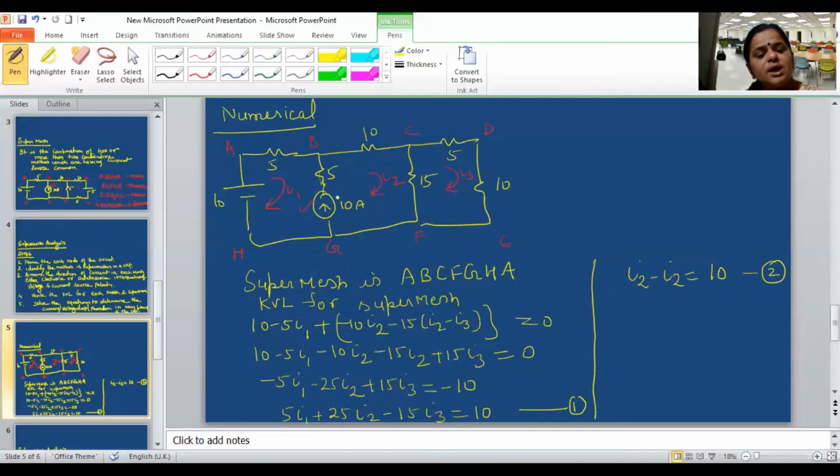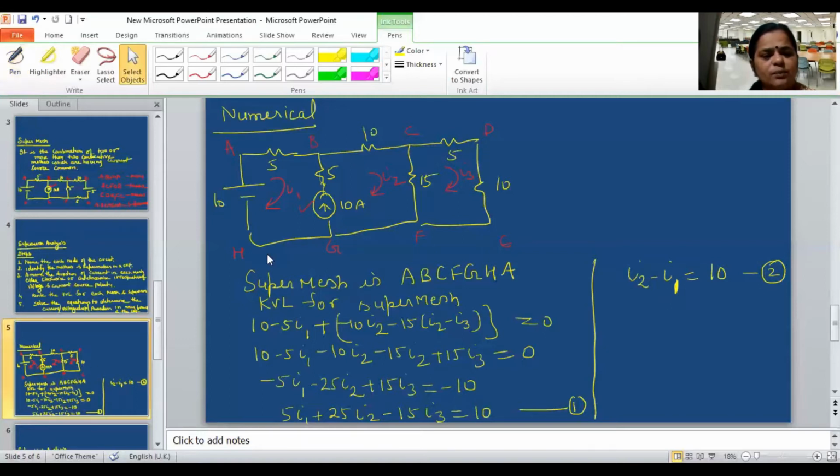For that we will see the current source direction. As the current source direction is from downward to upward, the current in the 5 ohm resistor can be downward to upward only when I2 is higher than I1. So that means we will write I2 minus I1. So it will be I2 minus I1 is equal to 10. This is equation number 2. So from the supermesh we are going to get two equations. One is 5I1 plus 25I2 minus 15I3 is equal to 10. And the second equation is I2 minus I1 is equal to 10.